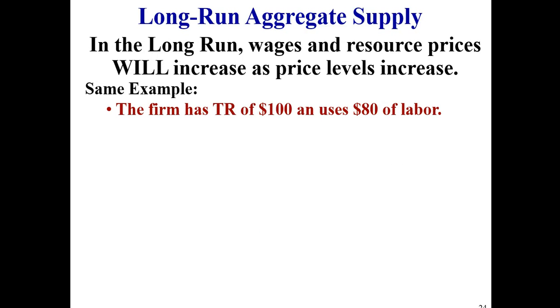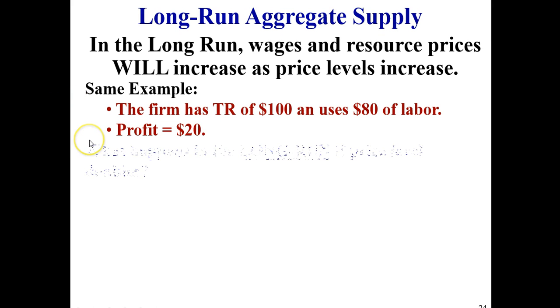Now going to the long run aggregate supply, in the long run we understand that wages and resource prices will increase. They will catch up with those rising price levels. So here's an example to kind of clarify that. The firm has total revenue of $100, uses $80 worth of labor, same example as before, a profit of $20.